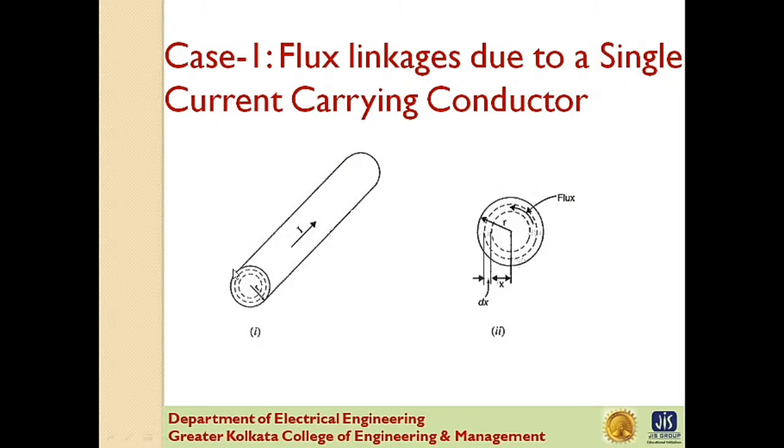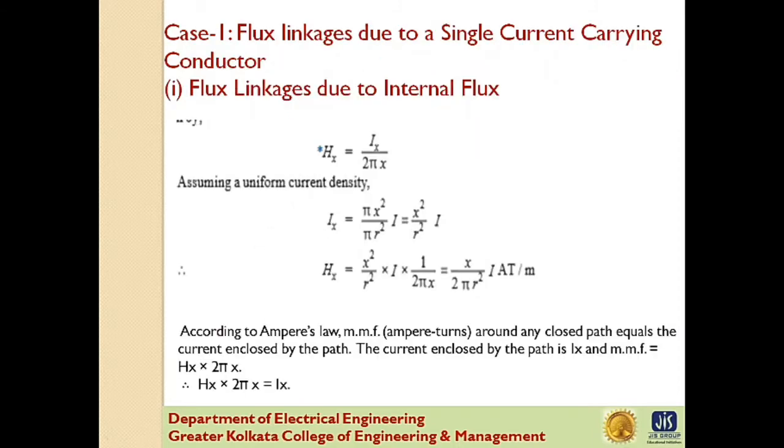Now consider a straight cylindrical conductor of radius r meters, carrying a current I in amperes. This current will set up a magnetic field, and the magnetic lines of force will exist inside the conductor as well as outside the conductor. Both these fluxes will contribute to the inductance of the conductor. First we find the flux linkage due to internal flux.